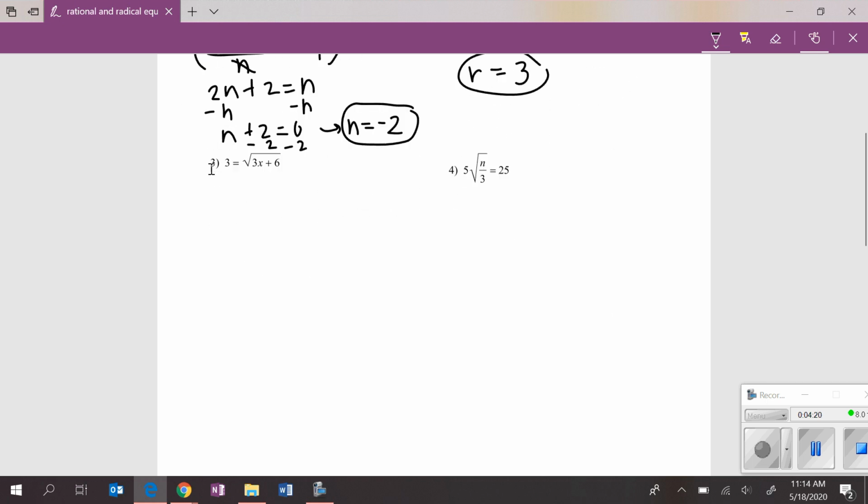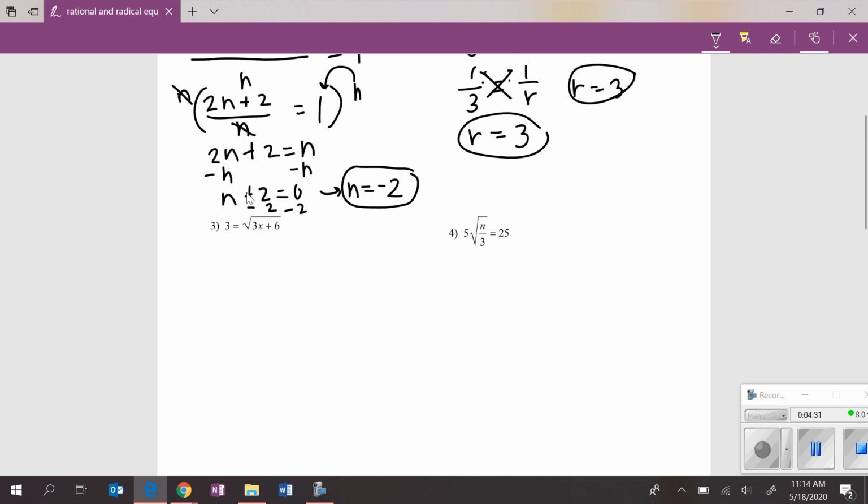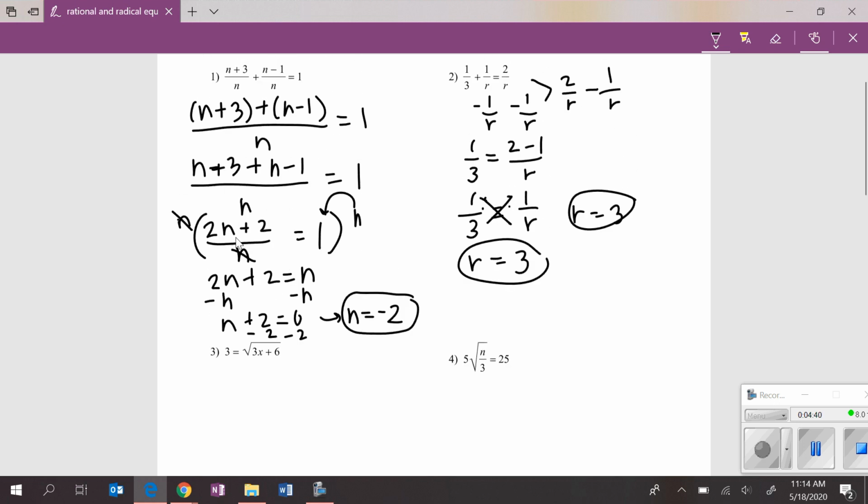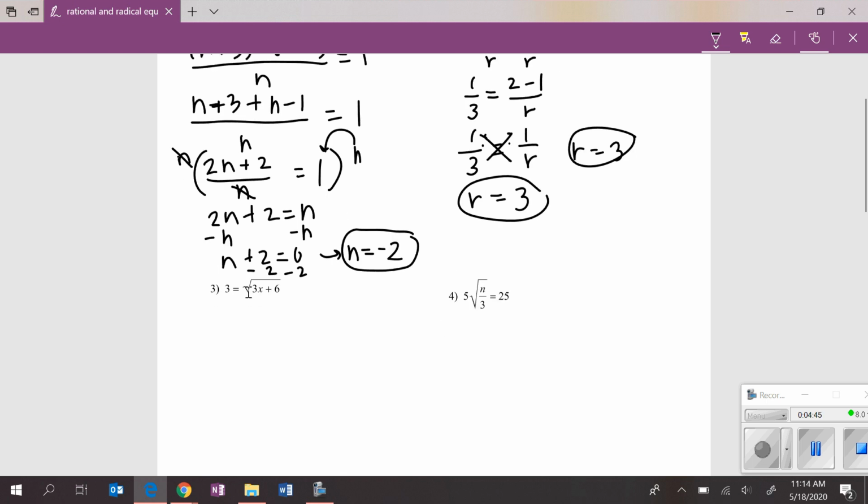Moving on to our radical equations, we've got 3 equals the square root of 3x plus 6. Now remember, for example here, I've got plus 2, and to cancel it out there, I needed to minus 2. I did the opposite, right? Here I had it divided by n, so I multiplied by n. We do the opposite. The opposite of a square root is an exponent. So if I took my 3 equals the square root of 3x plus 6 and raised everything to the second power, that's going to cancel out my square root there.